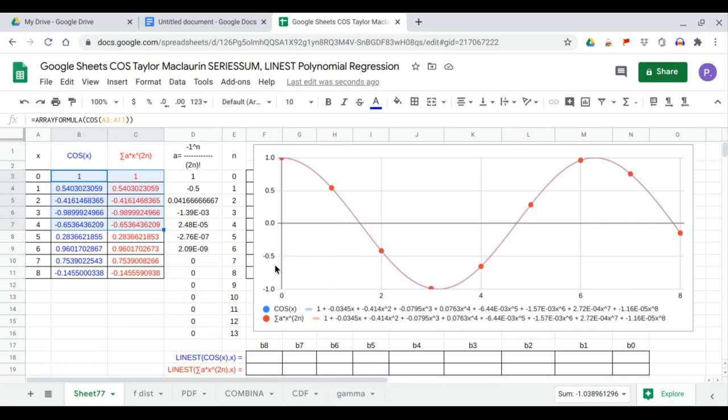Next, we calculate the coefficients. Let's look at the coefficients. They have the same B0, B1, B2, they're the same, B3, B4, they're the same, B5, B6, B7, B8, they are the same. So we calculate these values using LINEST.